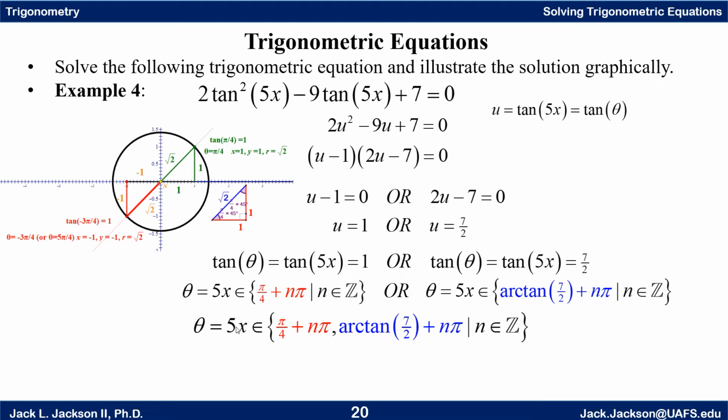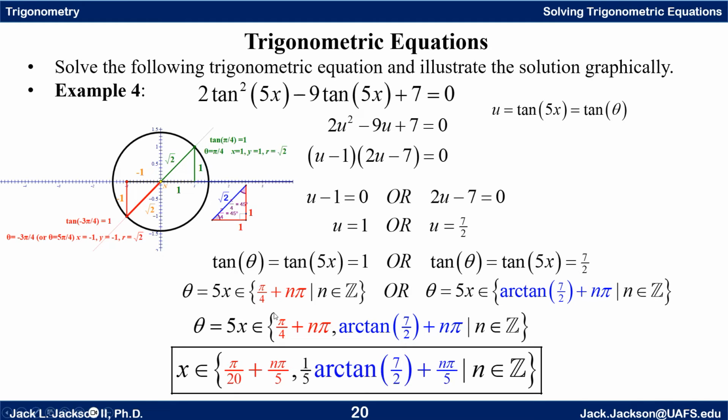But notice we haven't solved for x yet. Divide both sides by 5 here to get x by itself. And divide by 5, pi over 4 becomes pi over 20. Then we get n pi over 5. That's like 1/5 arctangent of 7/2 plus, and again, n pi over 5. So we should see the period of this overall thing is n pi over 5, or just pi over 5, excuse me.